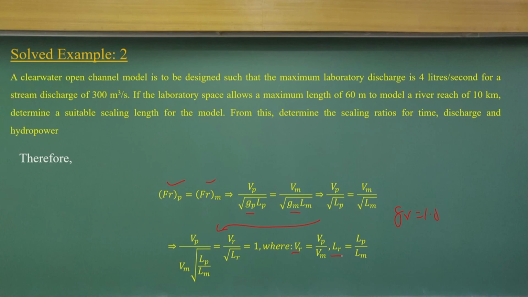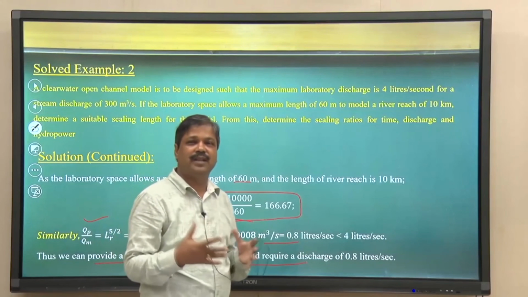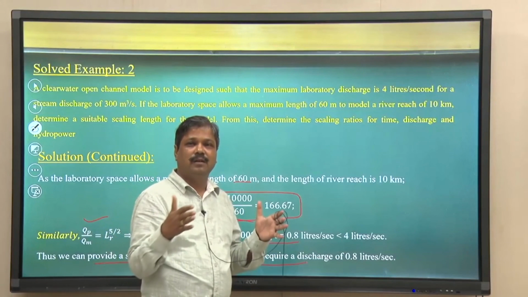And if you look at the next component, because there is a constraint of only 60 meters we can use for the 10 kilometers, we have the length ratio. That is fixed for us. So, we can compute the discharge ratio to see how much water is necessary. That is 0.8 liter per second, which is much less than 4 liters. So, that means we can provide a length scale with the 60 meter model, which requires a discharge of 0.8 liter per second.